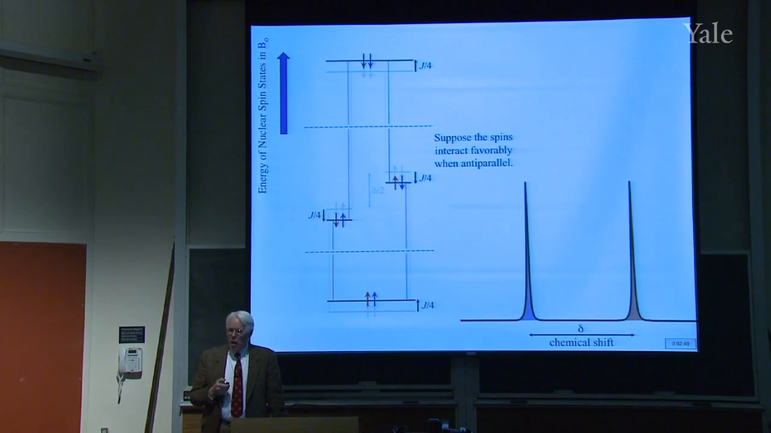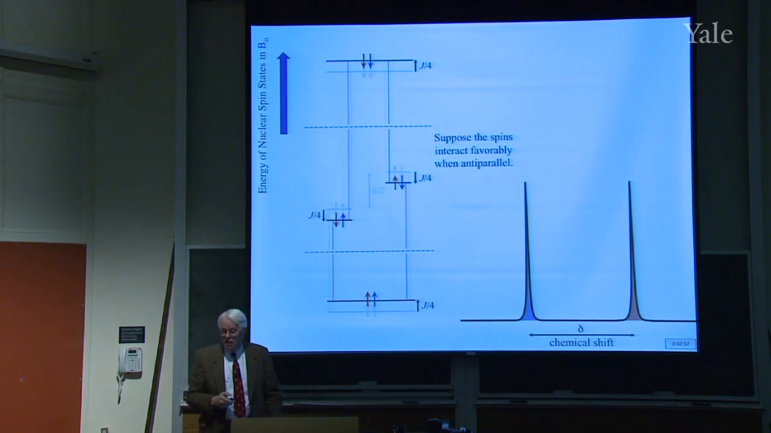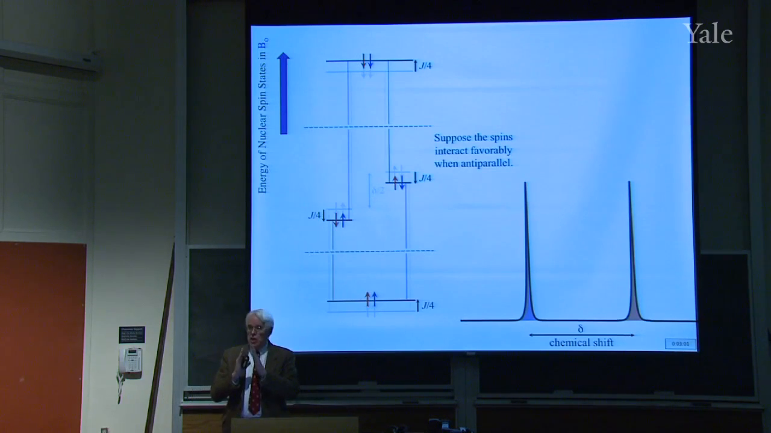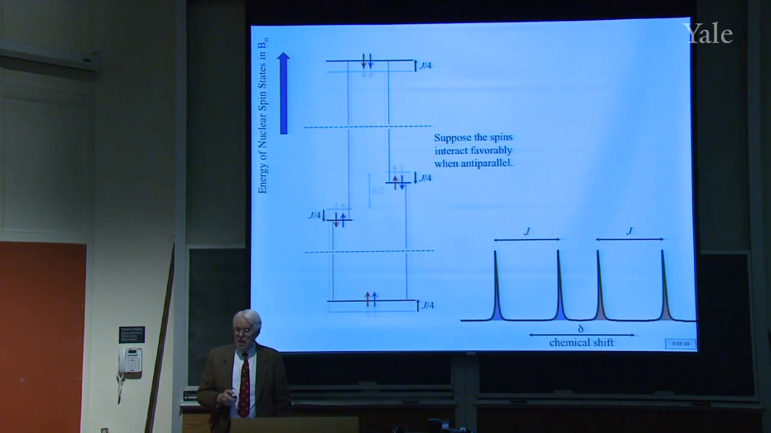Okay? And now what happened to the red and blue peaks? Notice that this red transition went to lower energy, but this one went to higher energy, right? And this blue one went to lower energy, but this blue one went to higher energy. Everybody see that? So what's going to happen? The red peak is going to split. There's going to be a lower and a higher red peak. There's going to be a lower and a higher blue peak. So it's going to look like that, right? And that's going to be J.